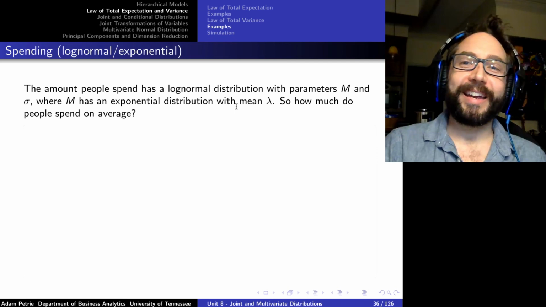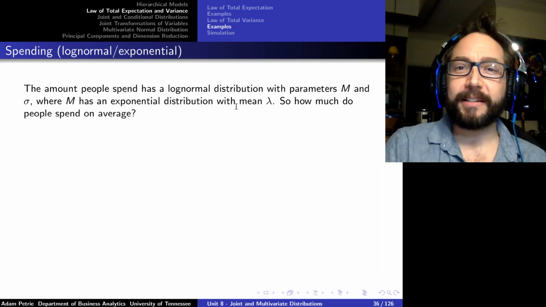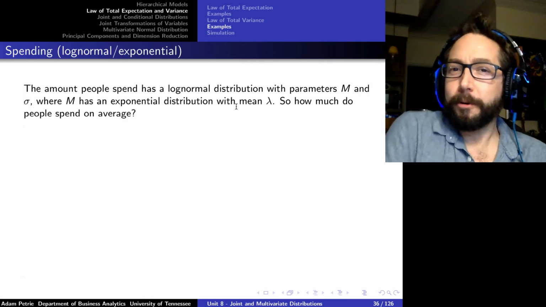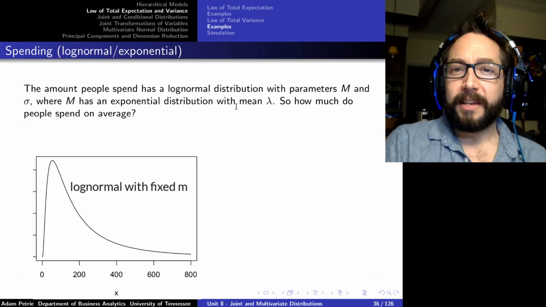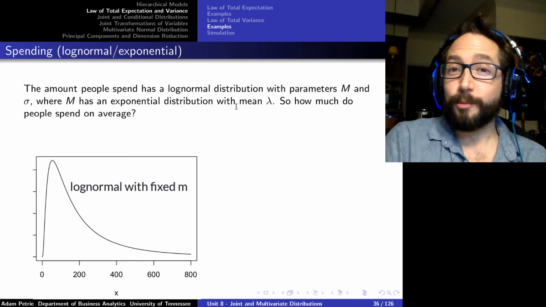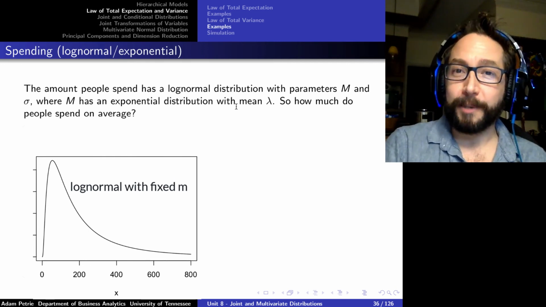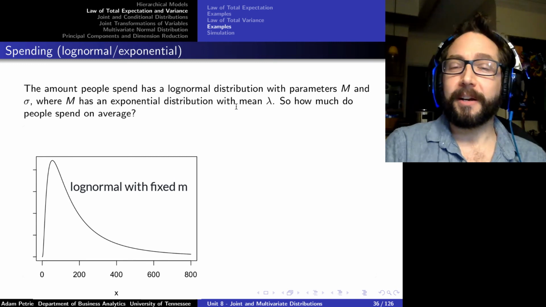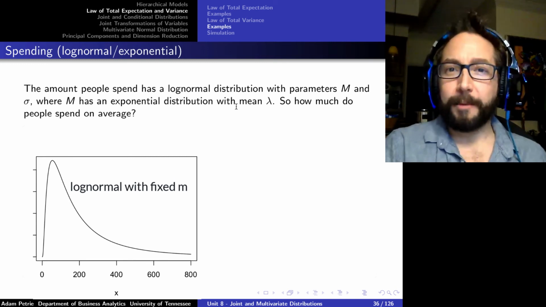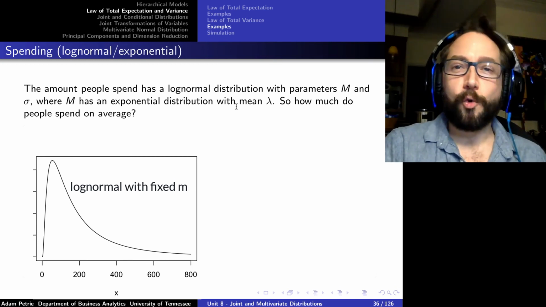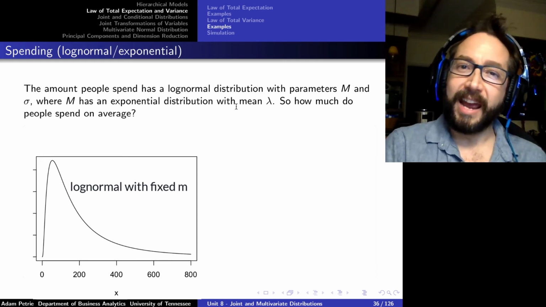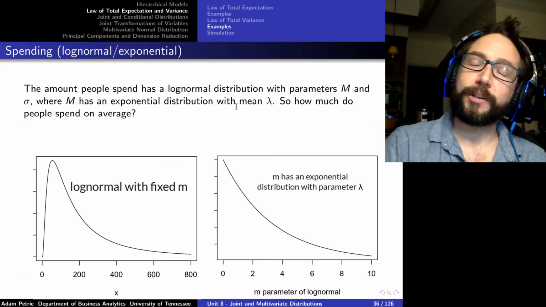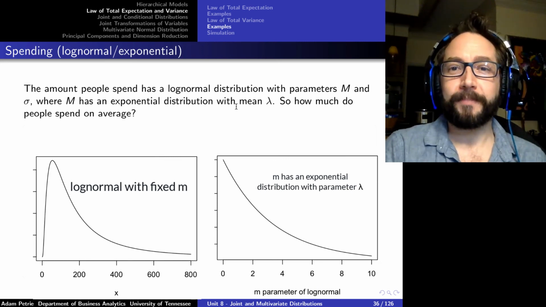Now for a more in-depth example. Back to that spending example, where given a value for M, the mu parameter of the log normal, the distribution of the amount spent is described by a log normal with that mu parameter and sigma. We're going to take sigma to be a constant, but that mu parameter, capital M, is going to be a random quantity that differs from one person to the next, and we're going to say that it is well described by an exponential distribution with parameter lambda.